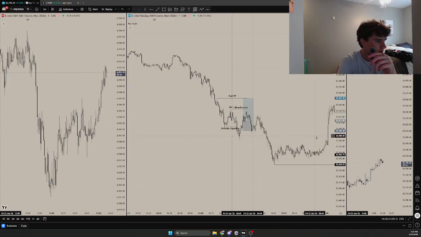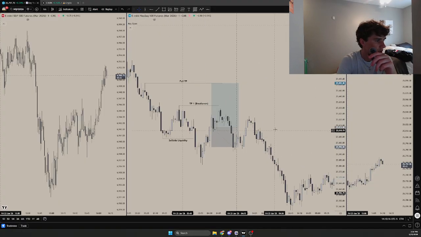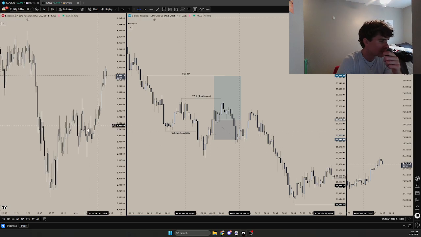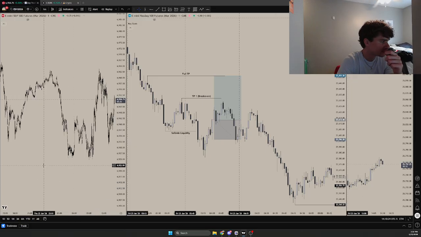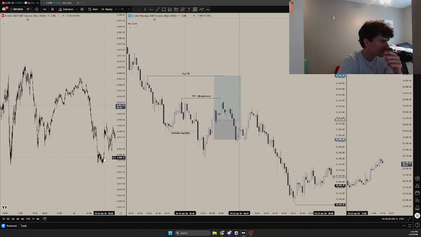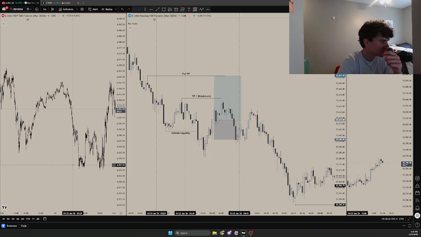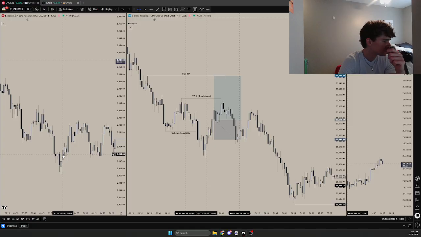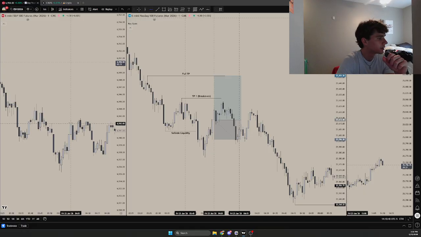It was in London, right? Sweep of sell side liquidity, bullish bias. You guys know the drill. Shift above this high. Okay, so we shift above this high on the ES, and we shift above this high on NQ, right? The real shift though that counted was this shift on NQ and this shift on the ES.